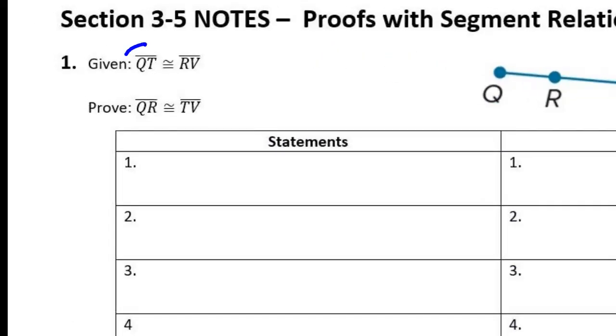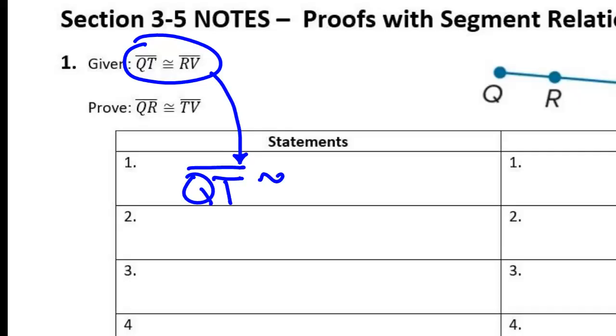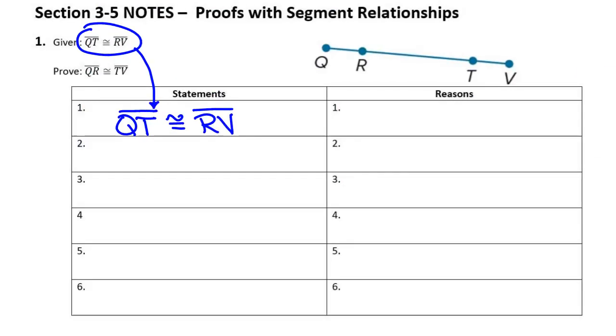QT is congruent to RV, yes. QT is congruent to RV. And why are we allowed to make that statement? What would my reason for that be? It's given.